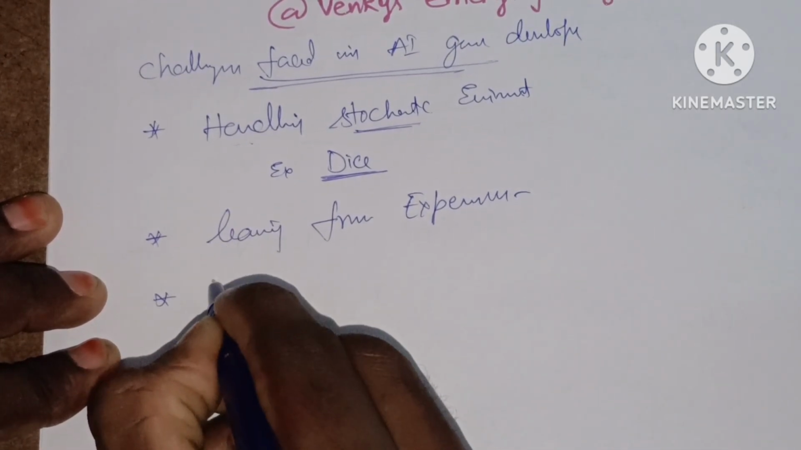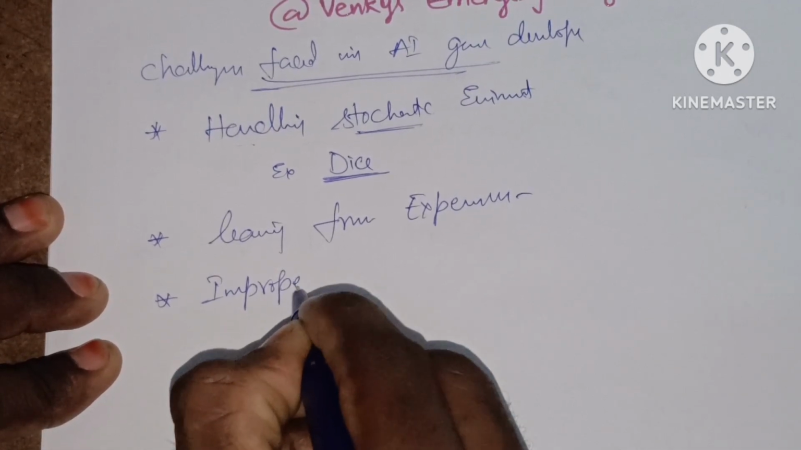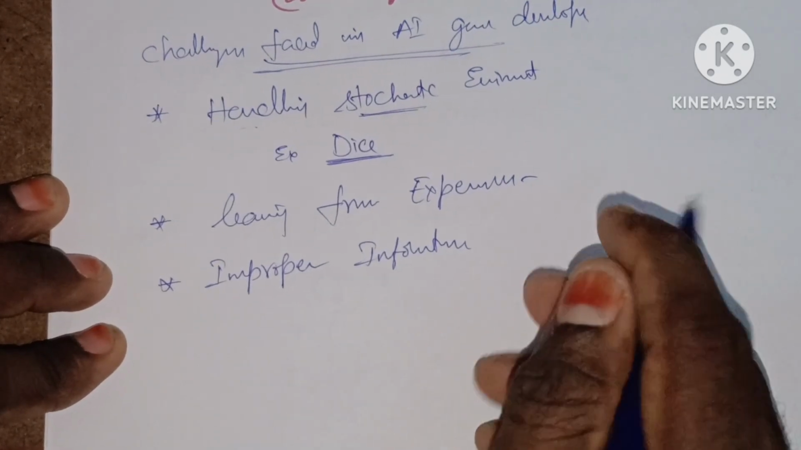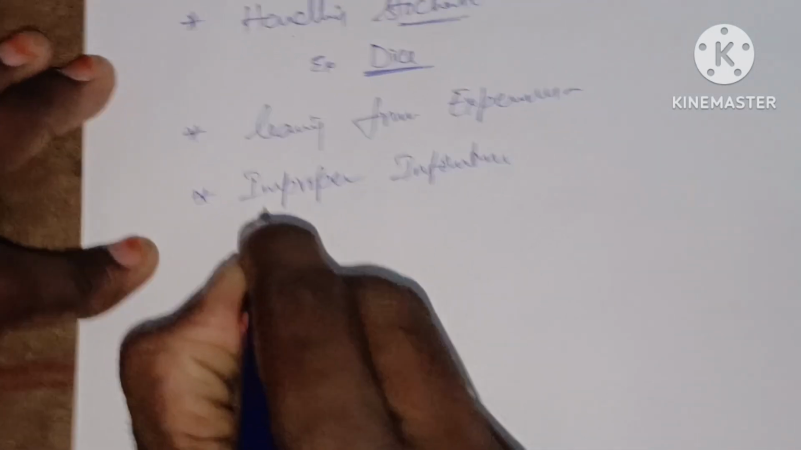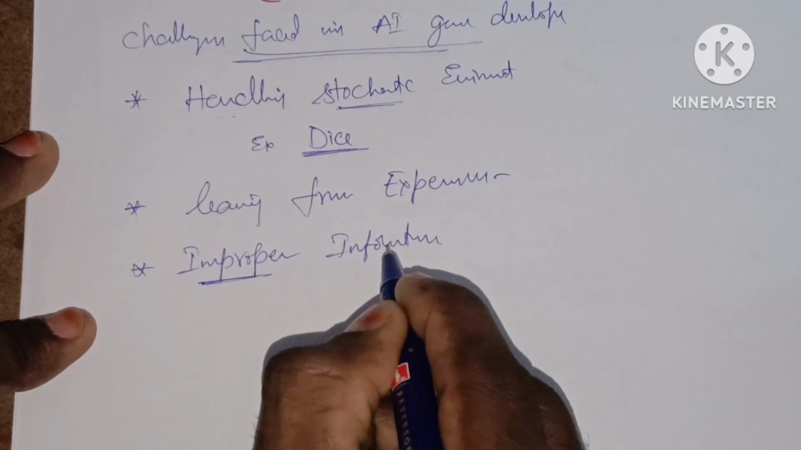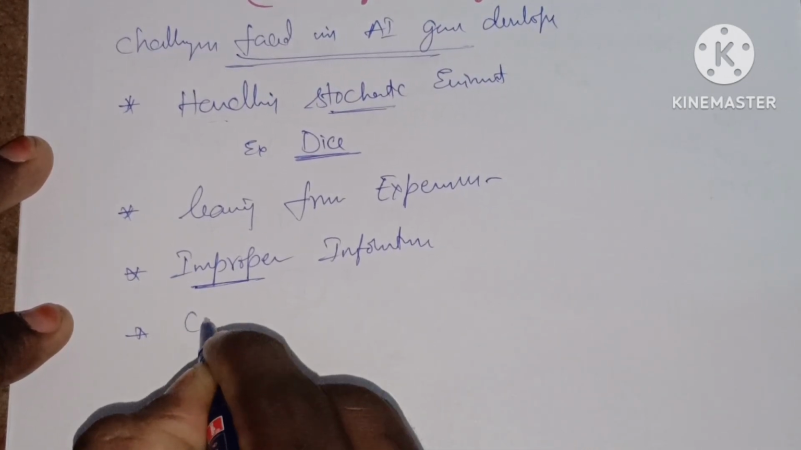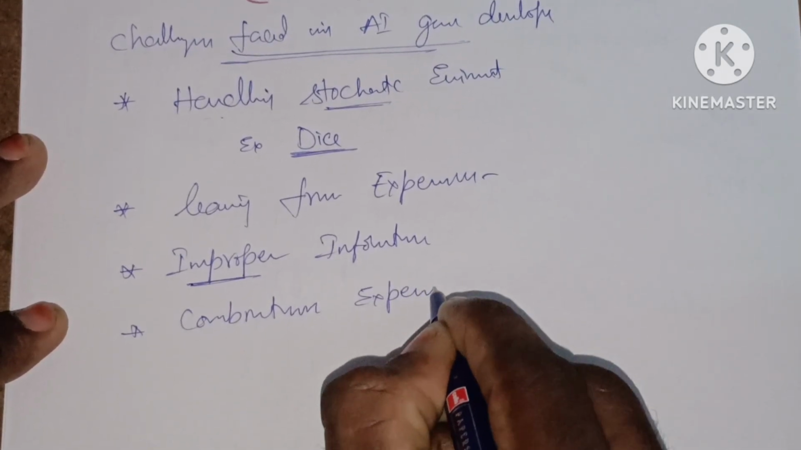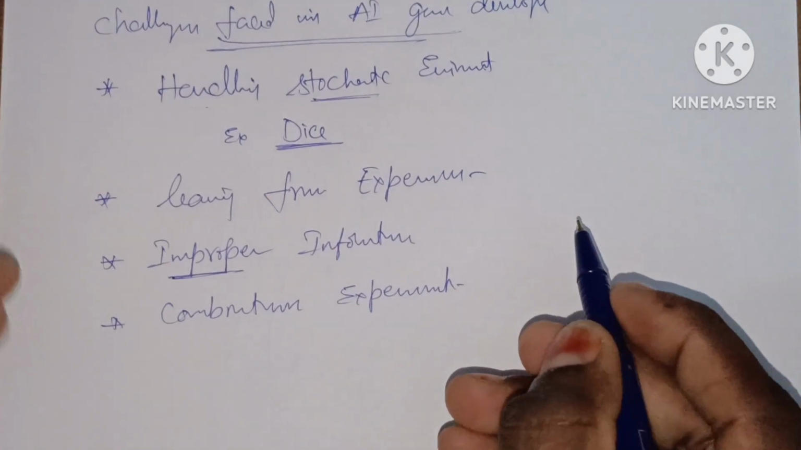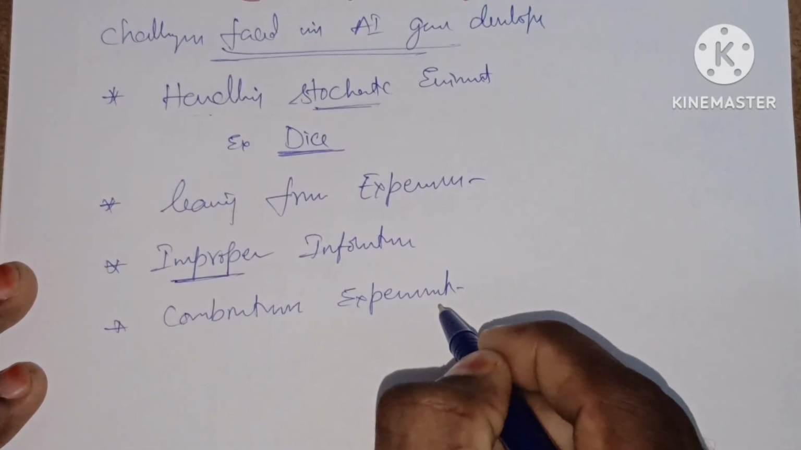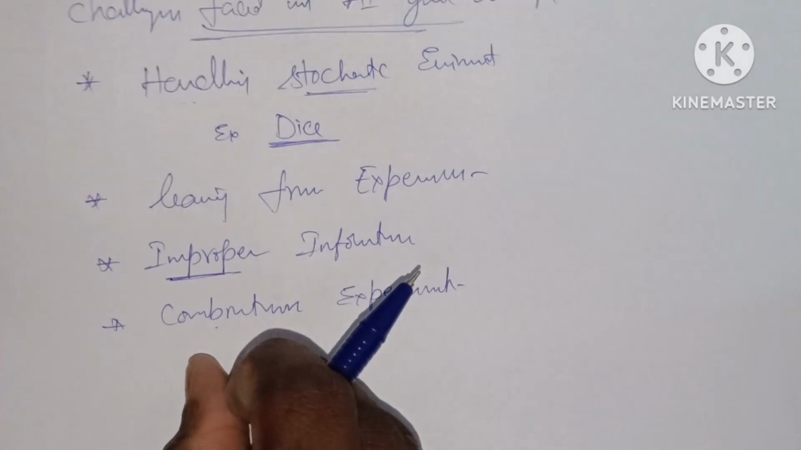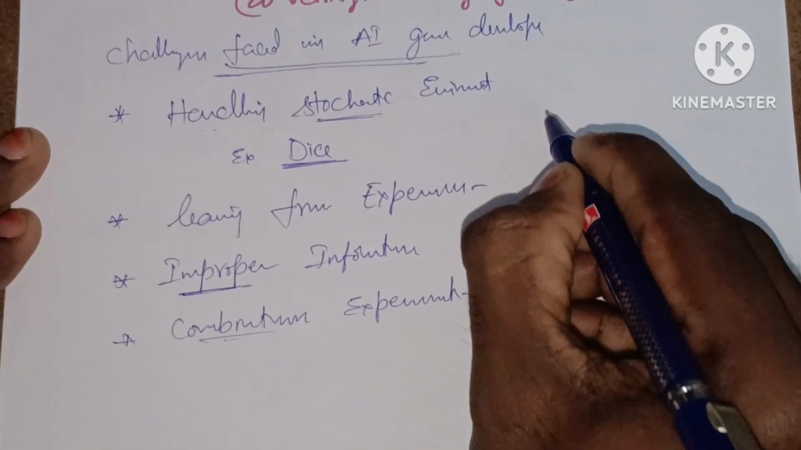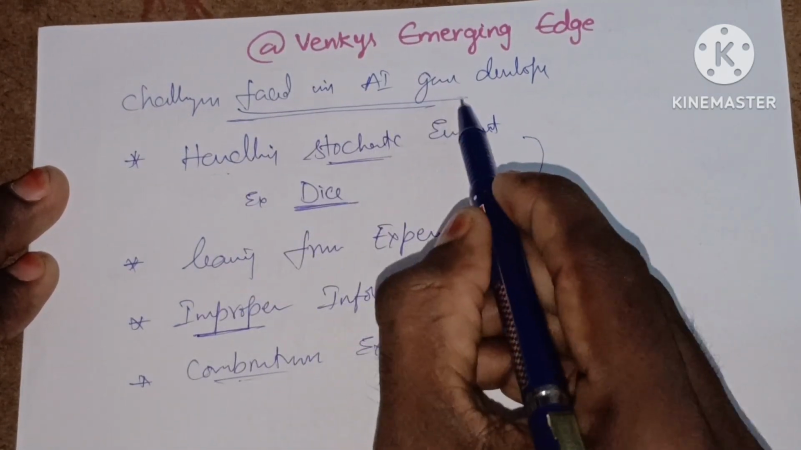Next one, improper information. We have already developed some game, but we don't know whether the data is sufficient. Sometimes the data is not sufficient for a complete game. Next, one more is combination experiments. In a chess game, we face so many combinations, but we prefer only some combinations. So that is also combination experiments. These are the main challenges faced in developing AI games.